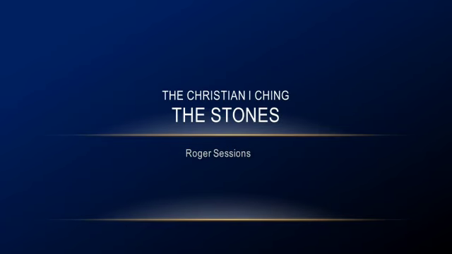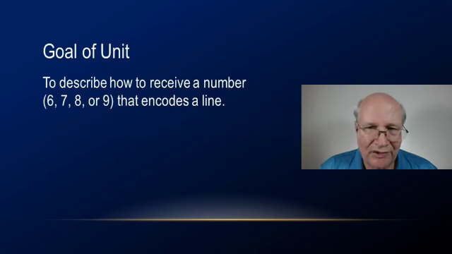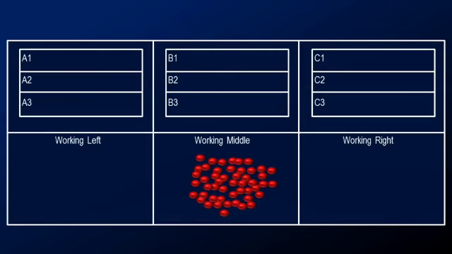This lecture is about the Stone Protocol, and I'm Roger Sessions. The goal of this unit is to describe how you'd go through the Stone Protocol to receive one of the numbers that describes one of the lines in your hexagram. The first thing that we're going to do is start by putting all 49 of the stones in the lower center area, the area that's marked working middle on your query mat.